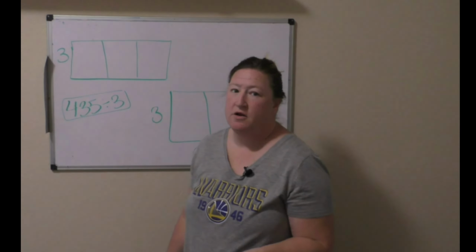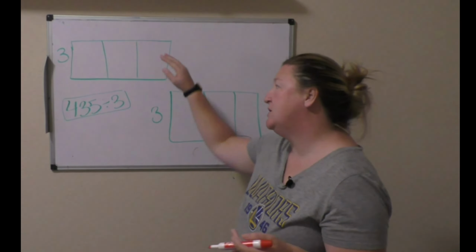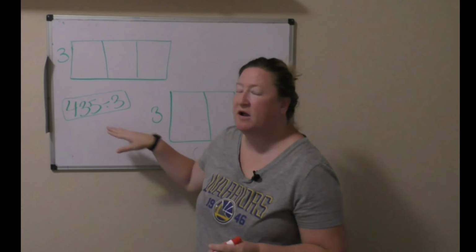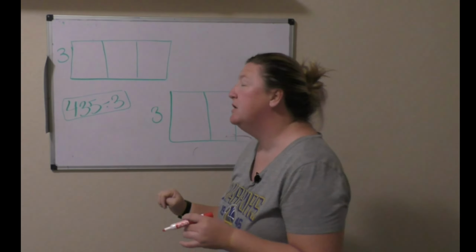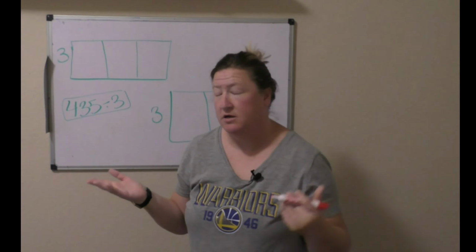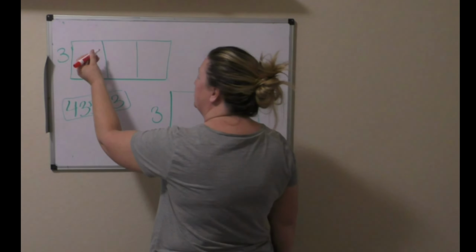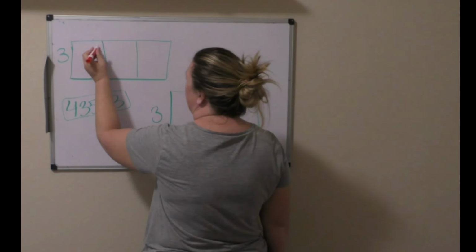About division, and the model I'm going to show you today is the area model. We're going to do the same problem, 435 divided by 3, two different ways. The first way is we're going to draw it out like we're using our base 10 blocks. So I break up my number into the hundreds, the tens, and the ones.